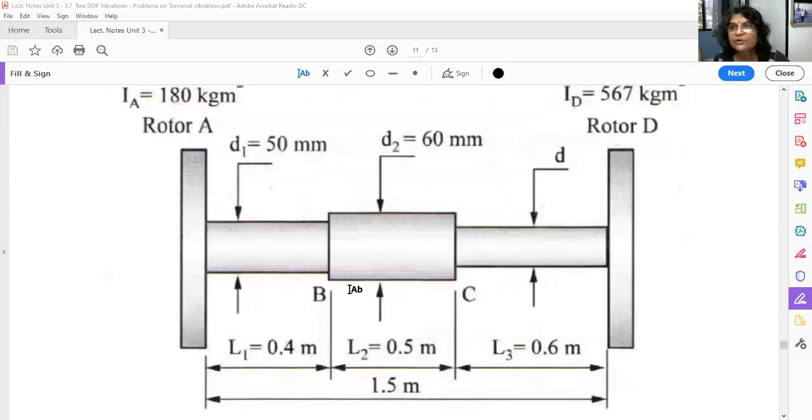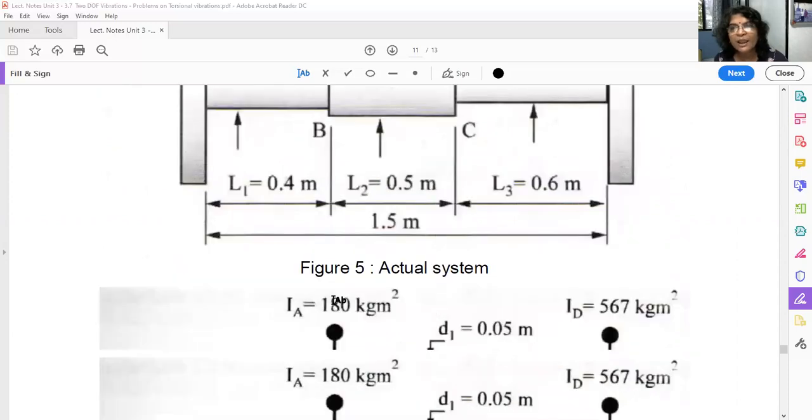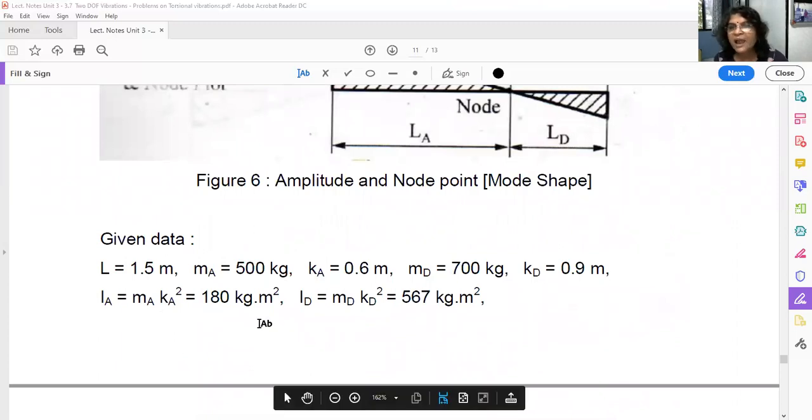Okay. This is your original system. So IA, the mass moment of inertia of rotor A, is 180 kg meter square. Here it is 567 kg meter square, which we have found out. How have we found it out? By MK square. See, MA is given, KA is given, MD is given, KD is given. So IA is MA KA square, ID is MD KD square. So this is the mass moment of inertia.